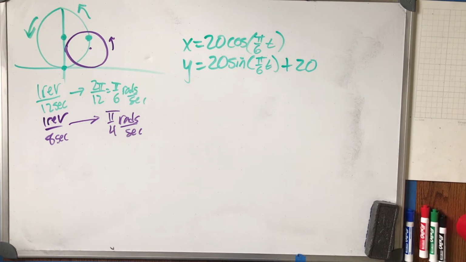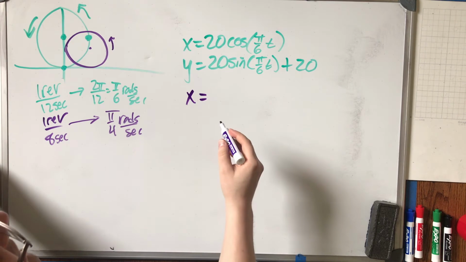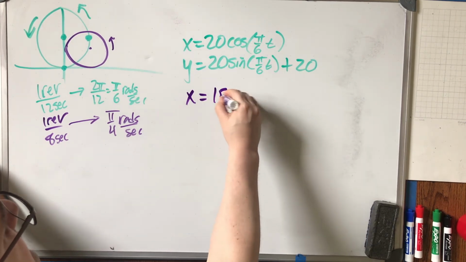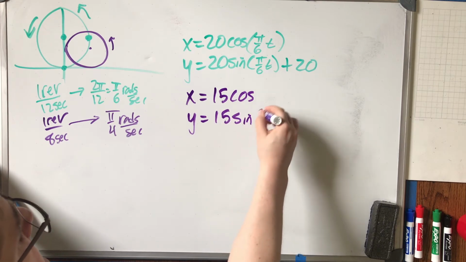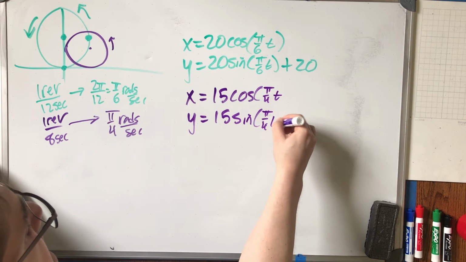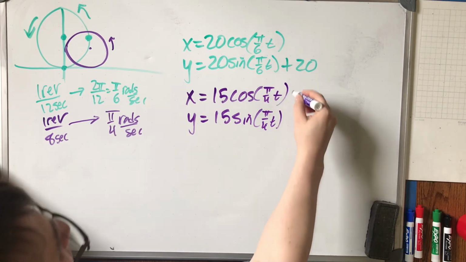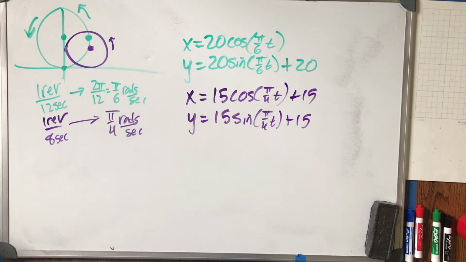The second person's equations, they have a radius of 15. They're also getting on at 3 o'clock, so we can do cosine and sine. Their speed is pi over 4 t inside the parentheses. And then I've got to do plus 15 because their center point is (15, 15).